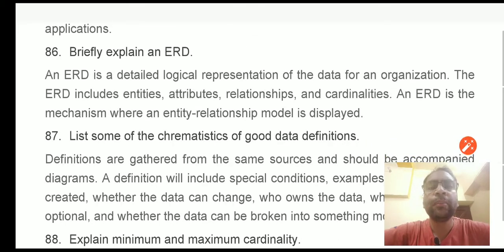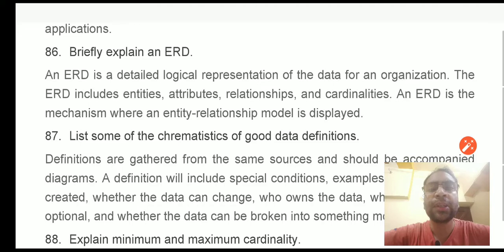Next question is, briefly explain ERD. What is an ERD? An ERD is a detailed logical representation of the data for an organization. It is known as an entity relationship diagram. The ERD includes entities, their attributes, the relationships among entities, and cardinalities.